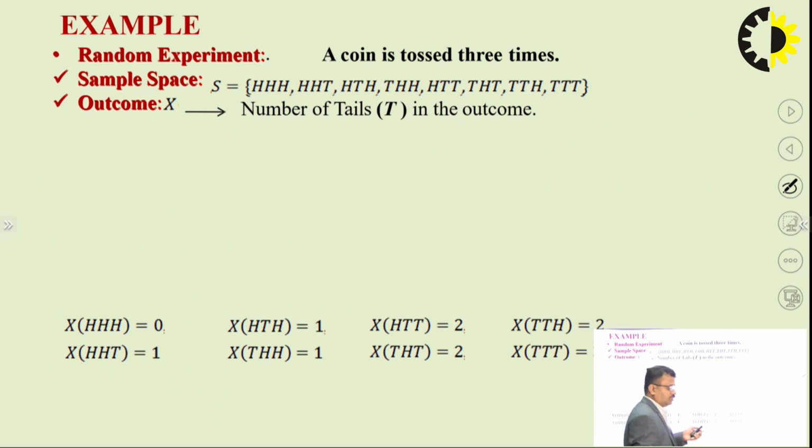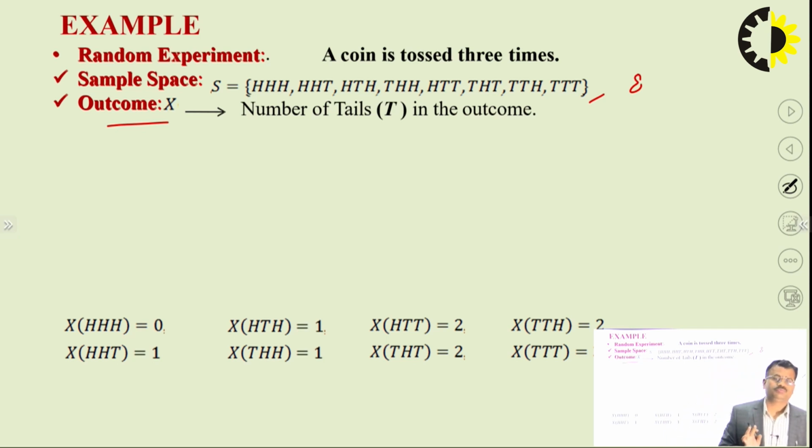Now, this example I am taking, okay. From this example, I am trying to explain to you what is the meaning of random variable. So my random experiment, let's say a coin is tossed 3 times. If I am tossing 3 times, so sample space possibilities कितनी होंगी? 2 to the power 3 is equal to 8. It means HHH, HHT, HTH and so on. These 8 possibilities are there. Now, the outcome I am supposing here is the number of tails in the outcome.